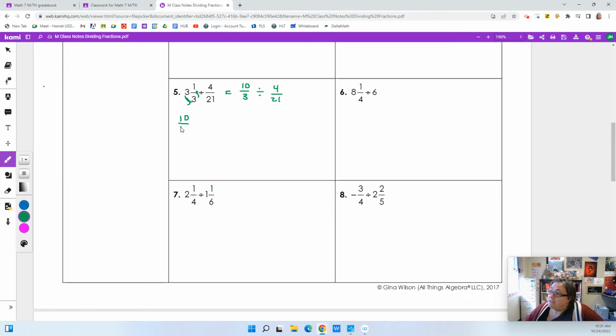So when we rewrite it, it's going to be 10 thirds times 21 over 4. Ugh, big numbers. 21 times 10, though, is easy because we just put a 0 on the end of it. It's 210. 4 times 3 is 12.